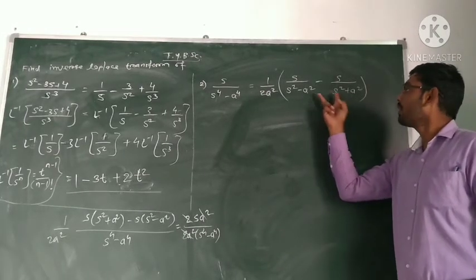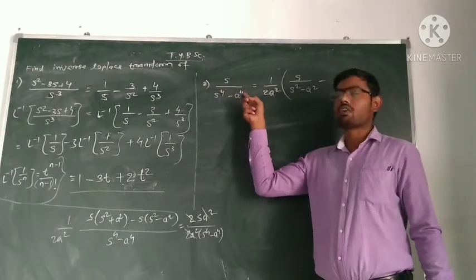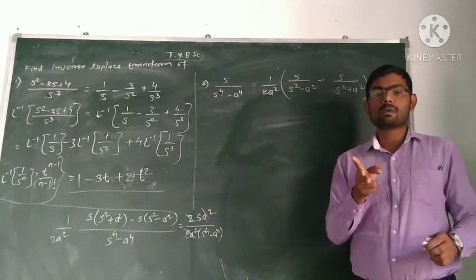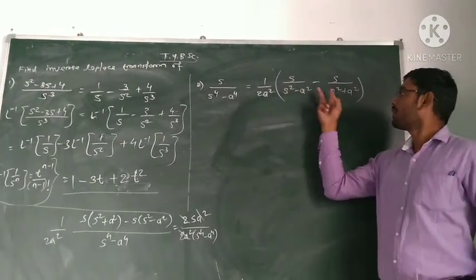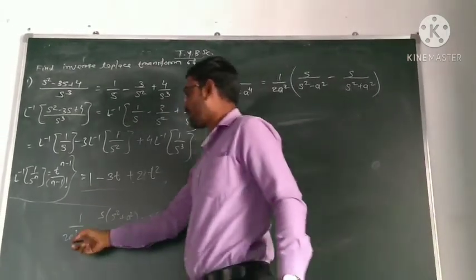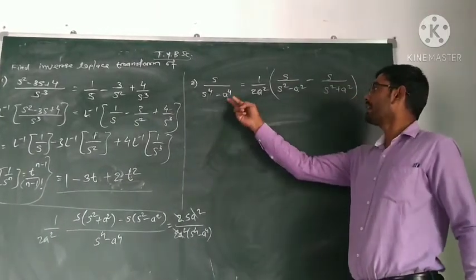Why do we get the idea of doing this? Here it is s raised to power 4 minus a raised to power 4. So we know the formula like a square minus b square equals a minus b into a plus b. So here s square minus a square, s square plus a square. Only this term was extra in the numerator, so we divided by 1 upon twice a square. So you get the idea why I wrote this like this.